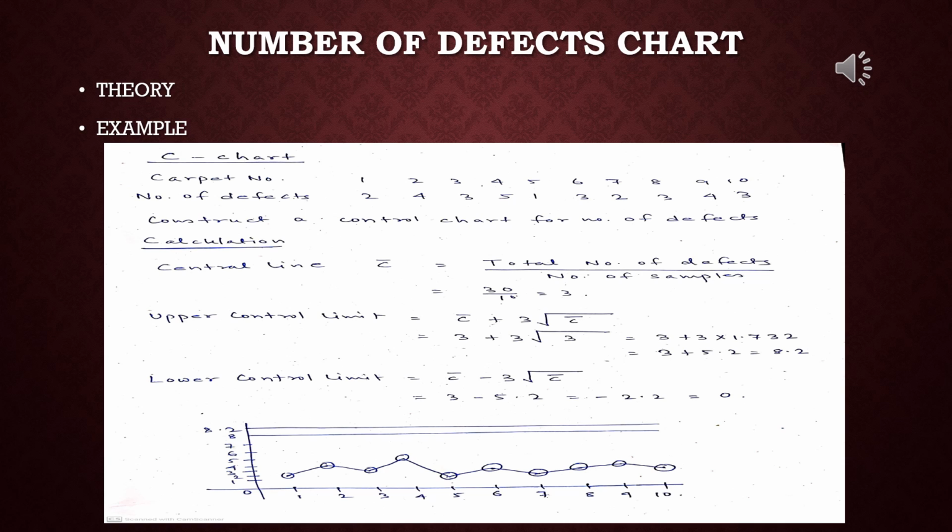Now if we plot back using the control chart here, you can see I have plotted it back, and all the values are within control. So if all the values are in control, we can definitely say that this particular process is under control.